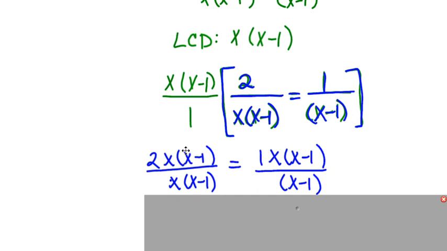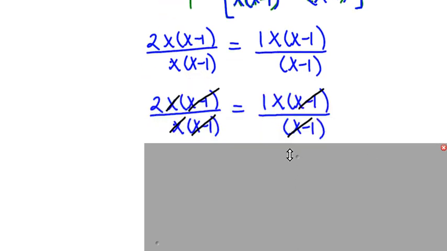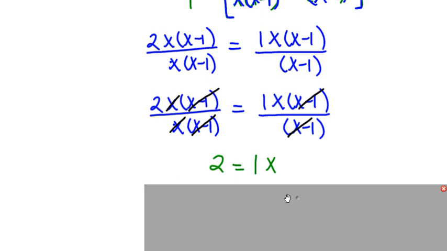So our term here on the left, we can see that both of them have an x minus 1 we could divide out, as well as an x that we can divide out. Our right-hand side, we have an x minus 1 term that we can divide out. So by dividing out those common factors, we are left with our equation x equals 2.